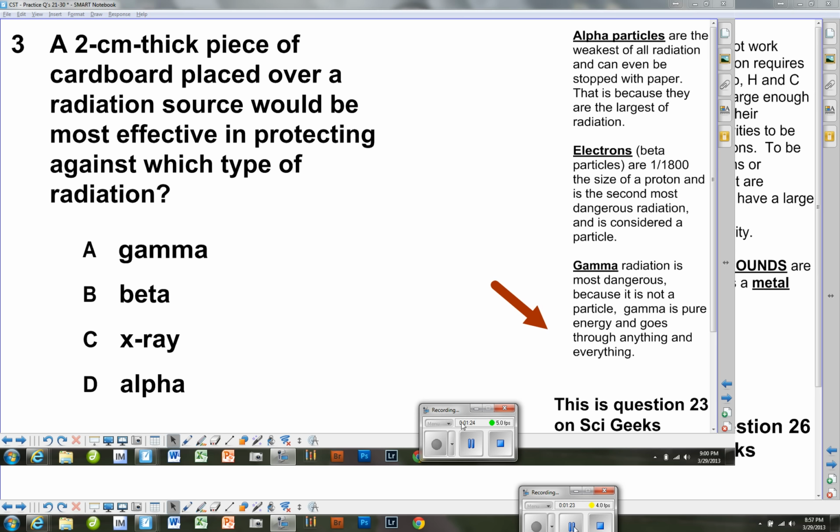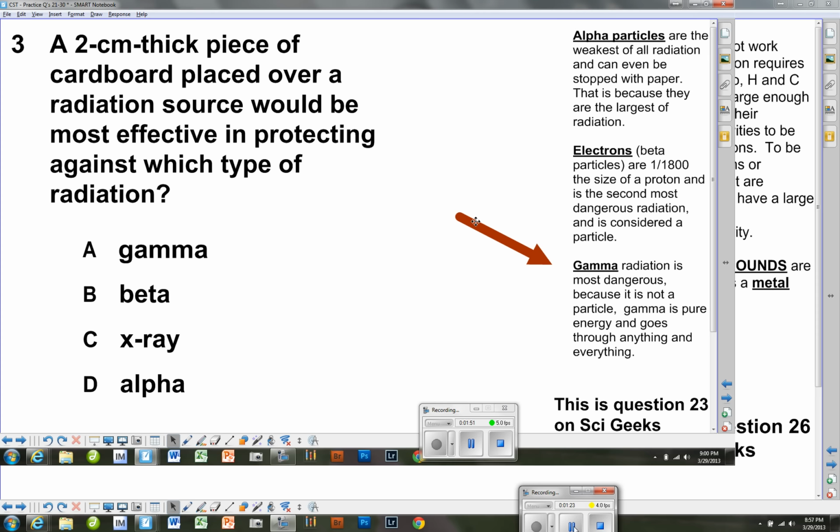This video will give you your answers to questions number 23 up to 28. And you can see the question numbers down here, and you do not want to use the number up here. This number 3 is the number in my file, not the number on the Science Geeks. So always be sure to check your number out down in the lower right corner here.